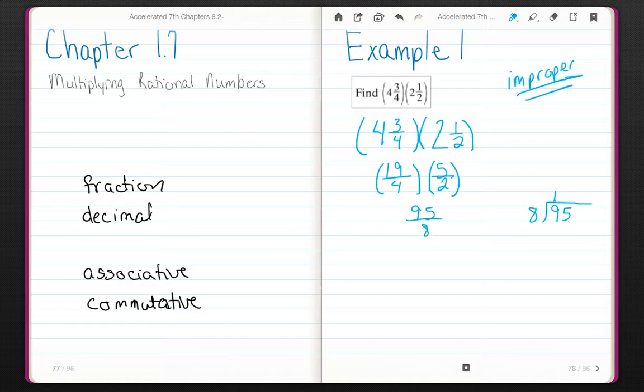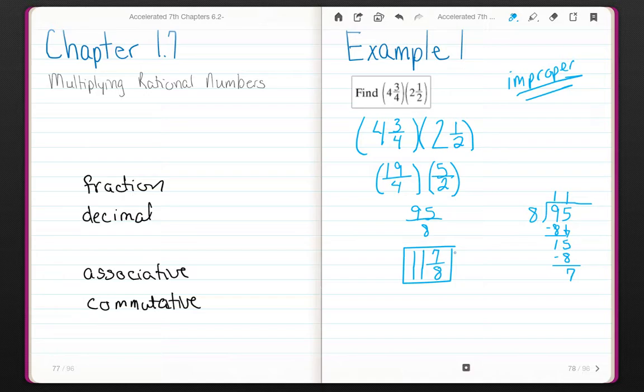8 goes into 9 once, bring down the 5, goes in once again, 15 minus 8 is 7. So my simplest form will be 11 7/8. Okay, so that is my final answer.